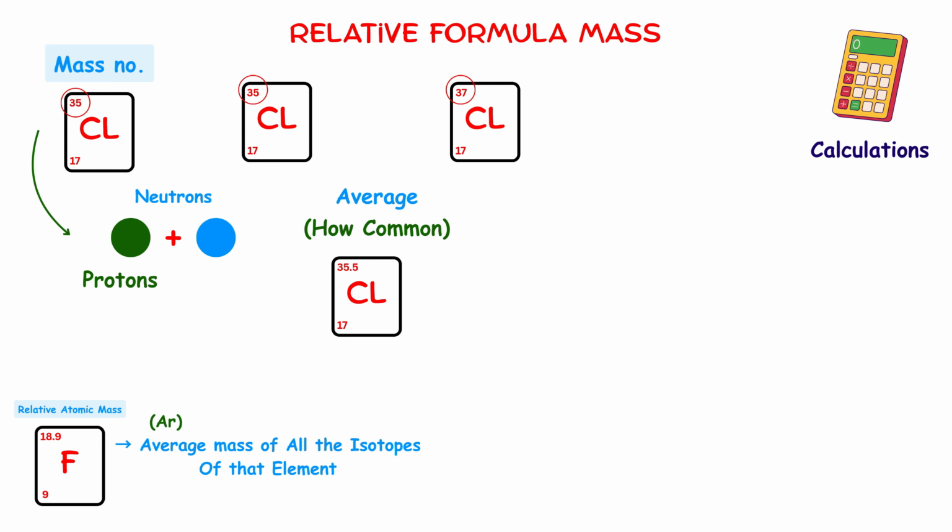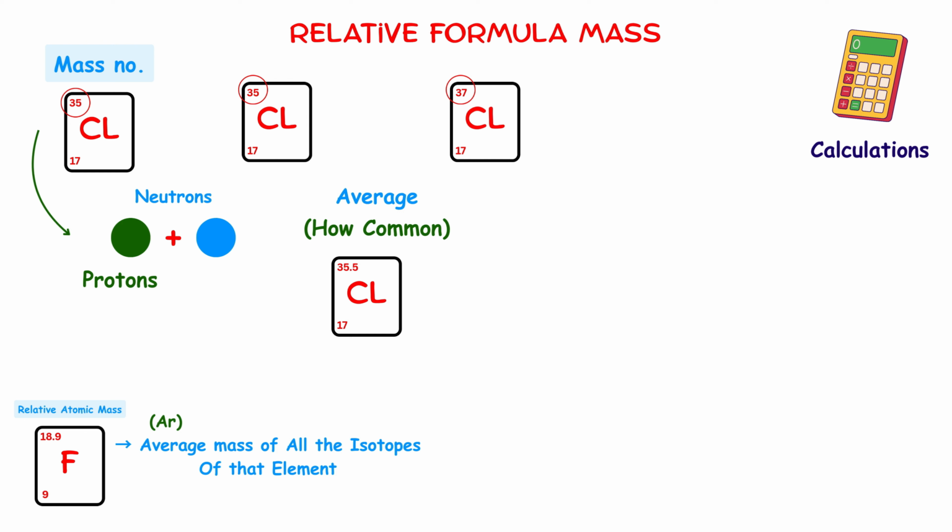The relative atomic mass is a weighted average of all the naturally occurring isotopes of that element based on how abundant each isotope is. In nature, for example, while individual chlorine atoms can have a mass number of either 35 or 37, the relative atomic mass of chlorine as a whole element is 35.5 because it reflects the average mass of those two isotopes, taking into account their relative abundances.